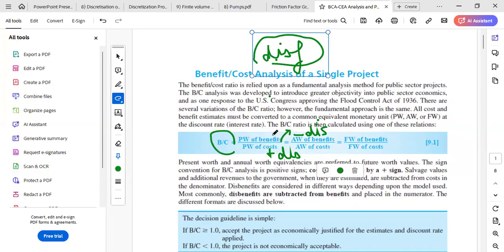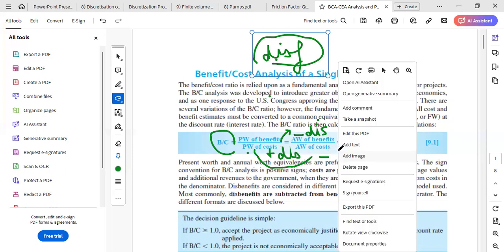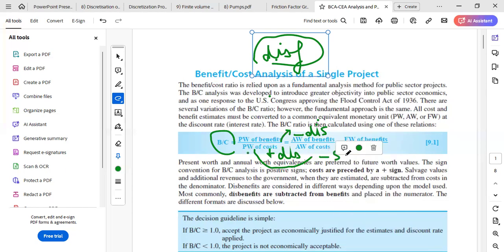Now, for example, if you have to consider the salvage value, in general, we subtract it from the denominator because we consider that it's a reduction in cost. So if you have salvage, you put minus salvage value in the denominator.